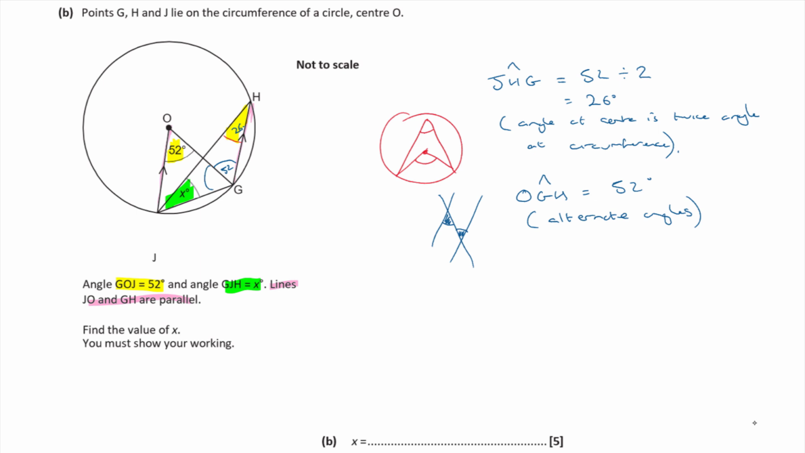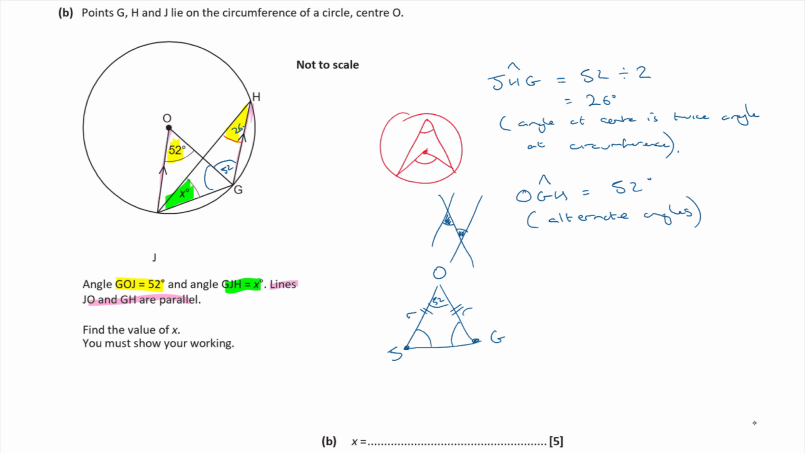Now I can find that one because OJ and OG are both radii. So that triangle JOG is an isosceles triangle. If you think about it, here's O, here's J, and here's G. Now J and G are both on the circumference, so these two are radii, so they're both the same. So this is an isosceles triangle. And I know that the angle at the top there is 52, so then I can find these two, can't I?